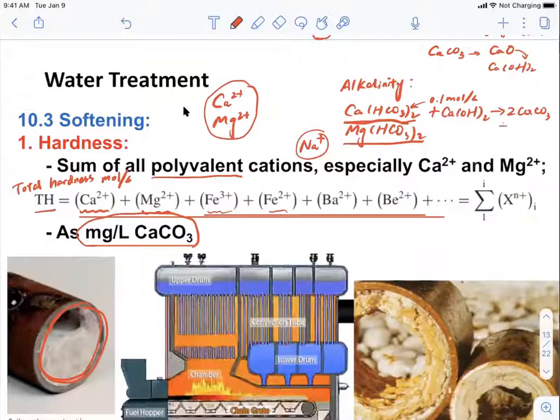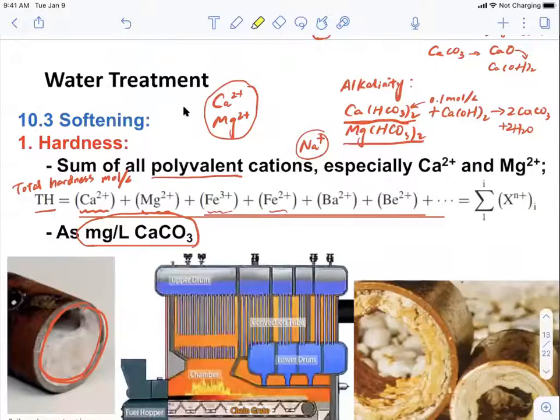All right, so that's going to form two moles of calcium carbonate. And then you basically just have water here. Okay, 2 moles of calcium carbonate and 2 moles of water. So this is the reaction here.